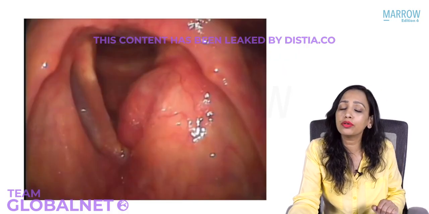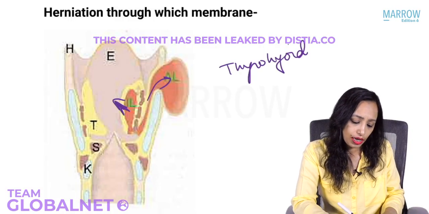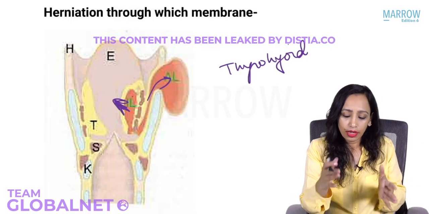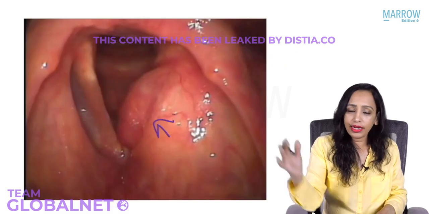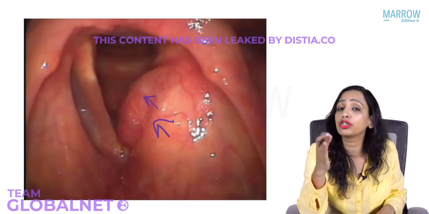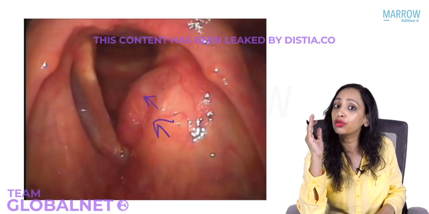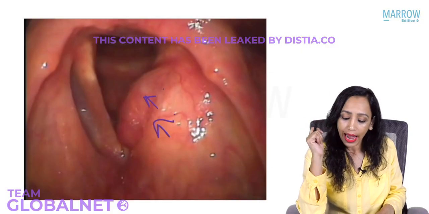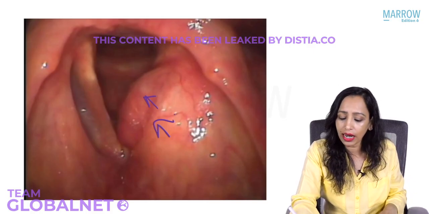It appears like this. It will press on the quadrangular membrane. So here what we are seeing is that it is pressing on the quadrangular membrane, and there is a bulge that you are seeing. It will also press on the false vocal cord, then it can also compress the true vocal cord. It can lead to change in voice. If it is large enough, it can also lead to difficulty in breathing. And if it has pierced the thyroid membrane, you can see it as a swelling outside.